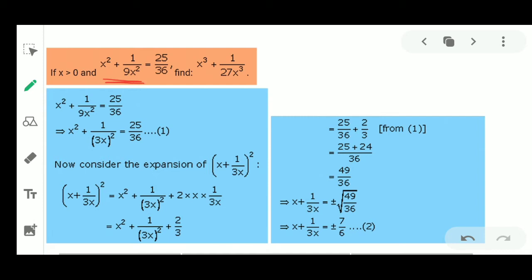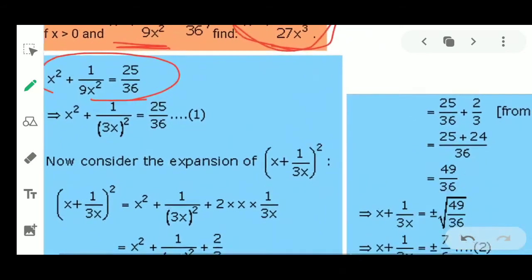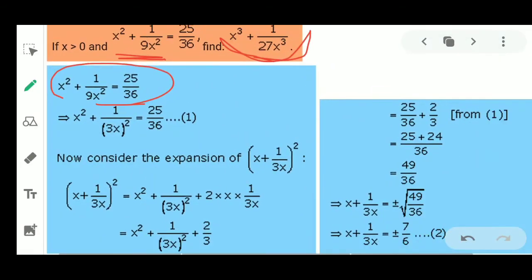Next example: if x is greater than 0 and x square plus 1 by 9x square equals 25 by 36, find x cube plus 1 by 27x cube. So here the given is x square plus 1 by 9x square equals 25 by 36. Now 9x square can be written as 3x whole square. Clear? Now mark this as equation 1.